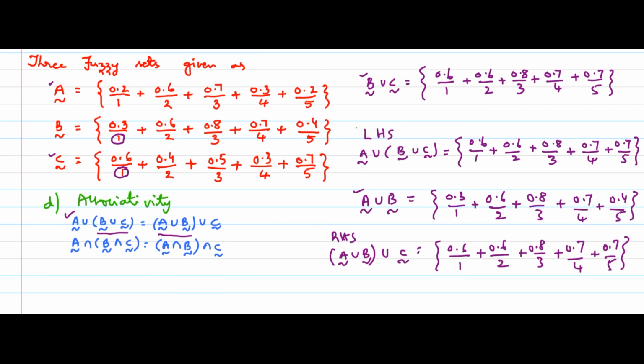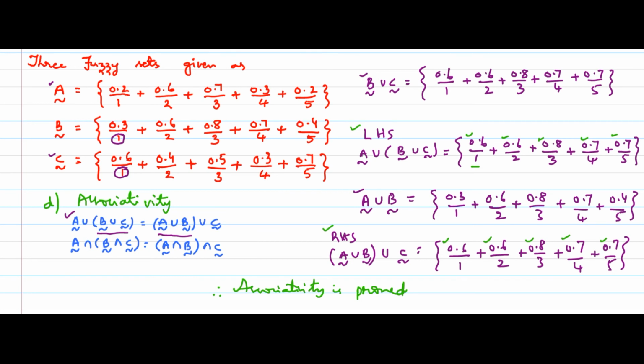Now you can see the LHS and RHS. This is LHS and this is RHS. For 1 the value is 0.6 and 0.6, for 2 it is 0.6 and 0.6, for 3 it is 0.8 and 0.8, for 4 it is 0.7 and 0.7, for 5 again 0.7 and 0.7. Hence we can say that associativity is proved. That's all. It's a very simple problem.